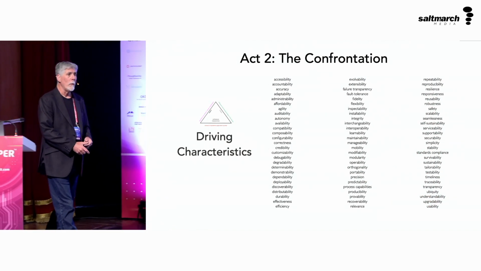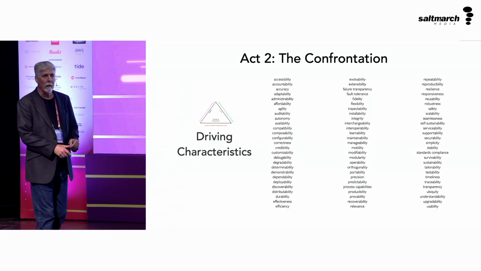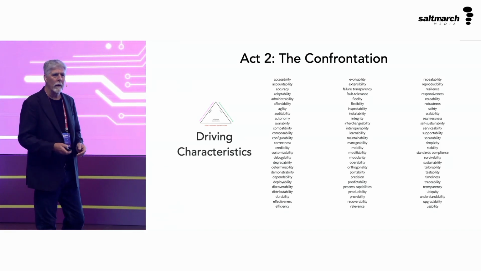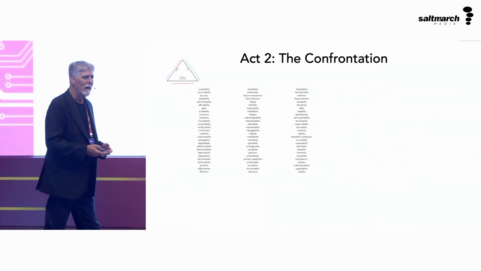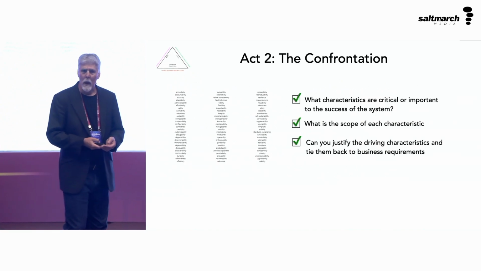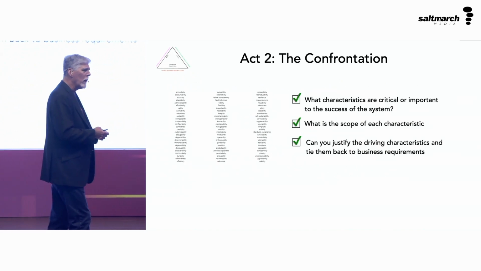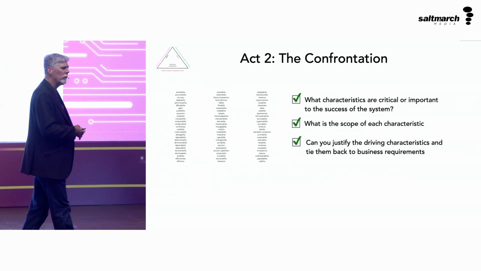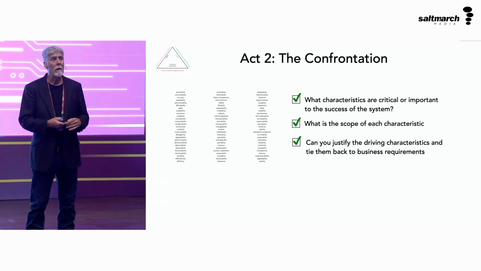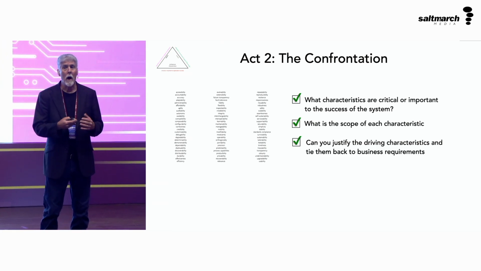And of course, this is where we put our driving characteristics, our architectural characteristics, the ilities, all of our capabilities right here. And we ask, what are the critical and important characteristics we need to support here? Boy, talk about confrontation. Talk about conflict.